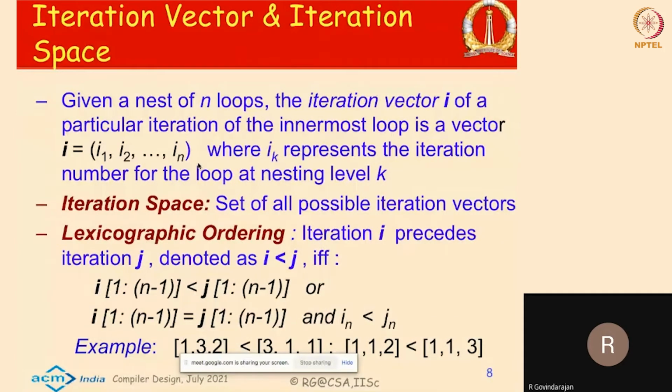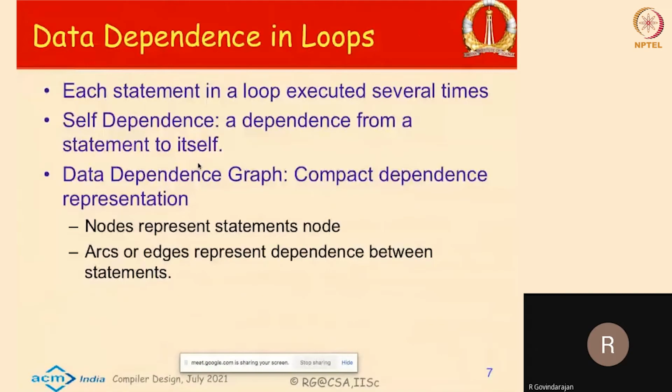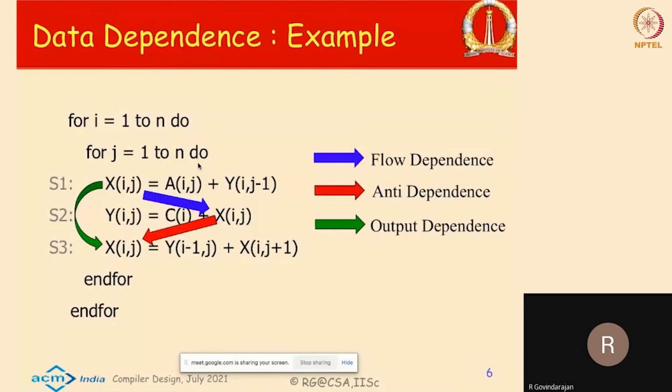So maybe what I should do is talk about these two things before I go further. So let's think of this simple for loop here. Let me just go back to this one. And let's say n is 100 in this example.